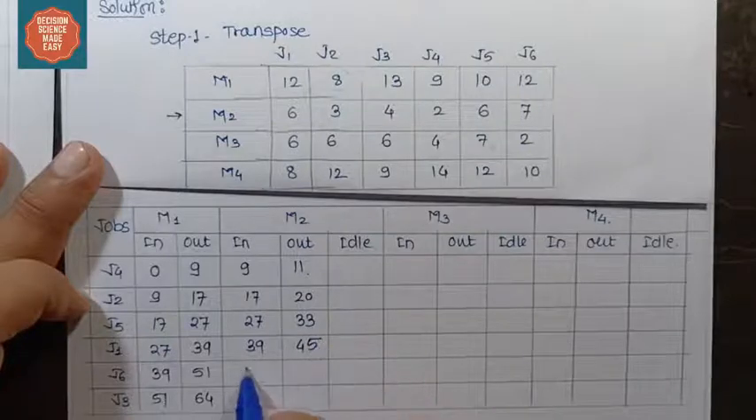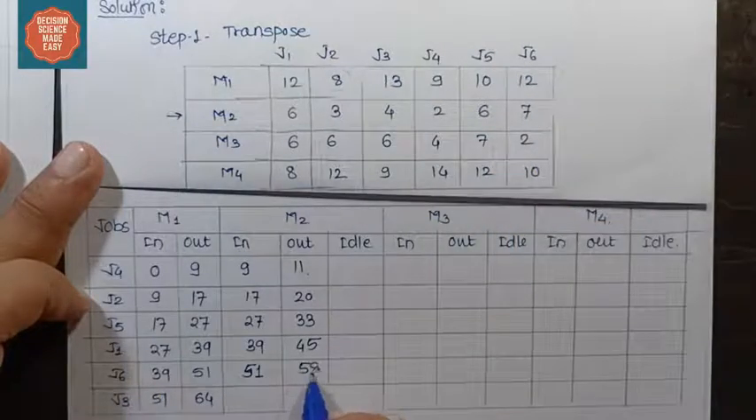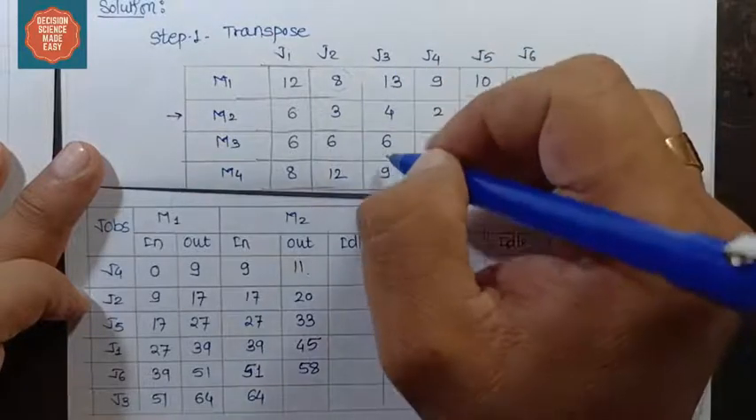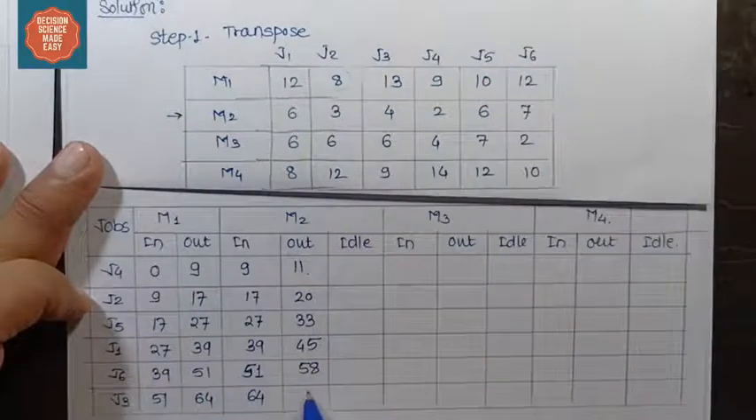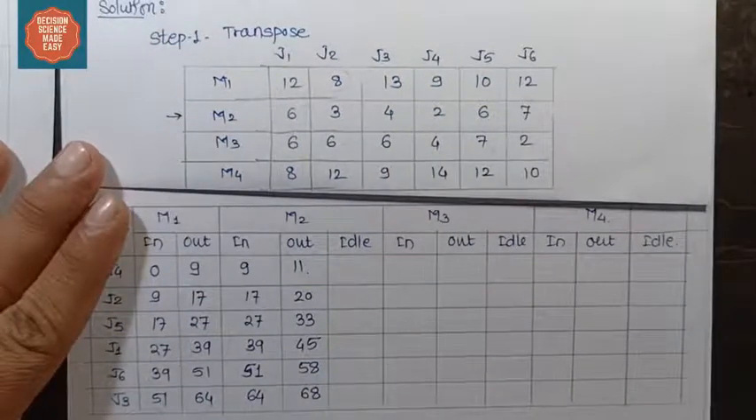45 and 50, so I'm going to take 51. So J6 is 7, it's nothing but 58. The highest between 50 and 64 is 64. J3 is 4, so it is 68. So this is the in and out time for machine M2.